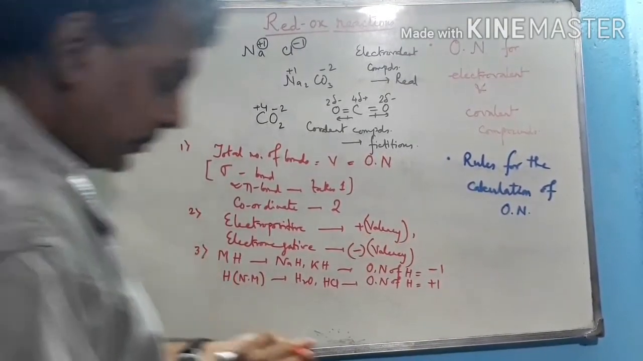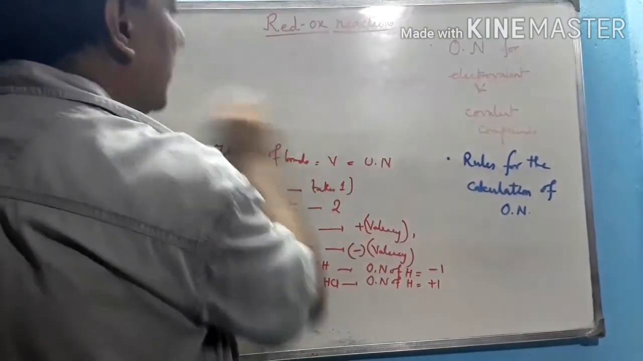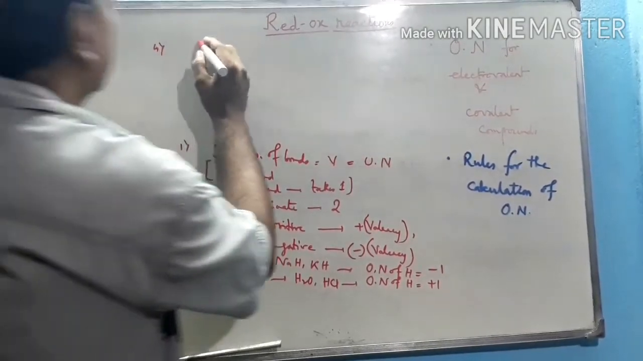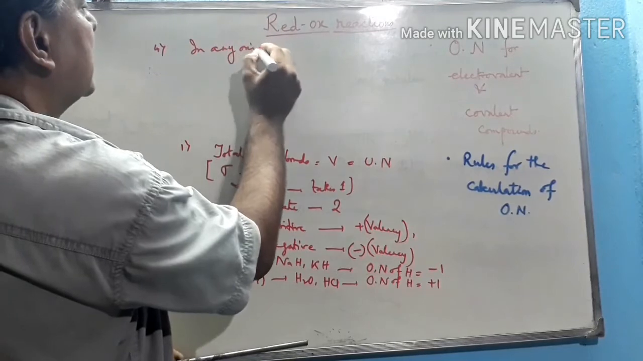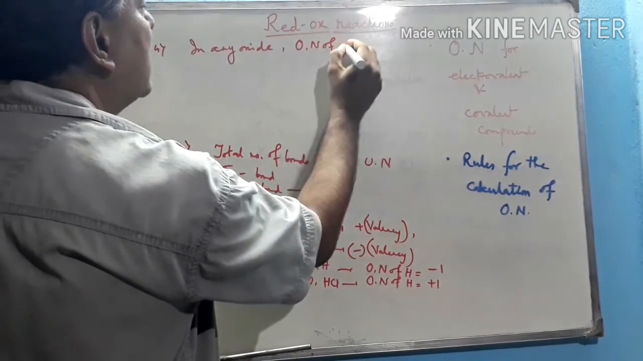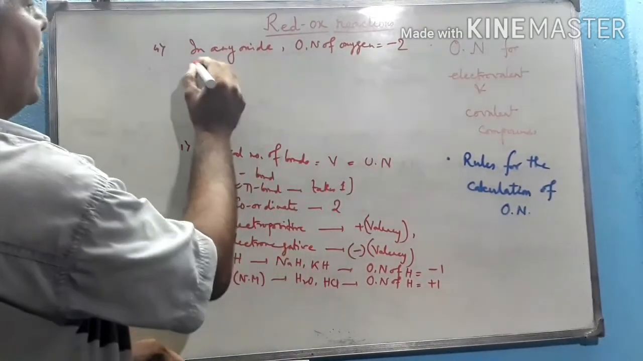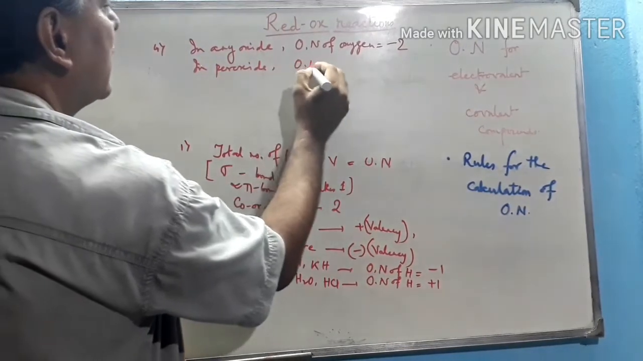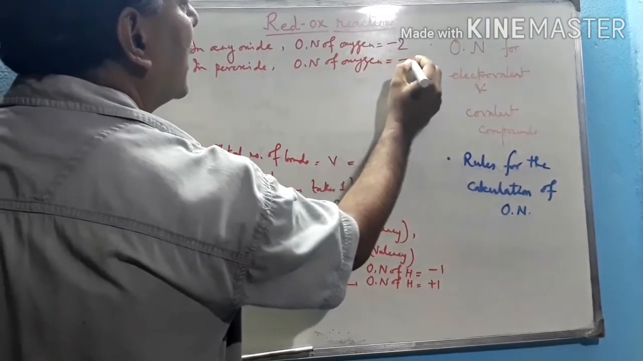Number 4 is that for the oxygen atom in any oxides, the oxidation number of oxygen is equal to -2. In peroxide, the oxidation number of oxygen is equal to -1.